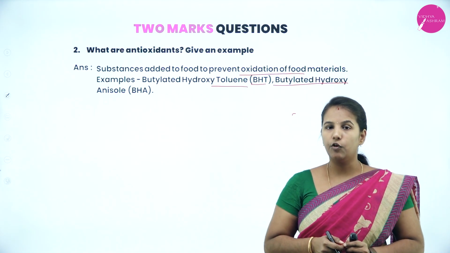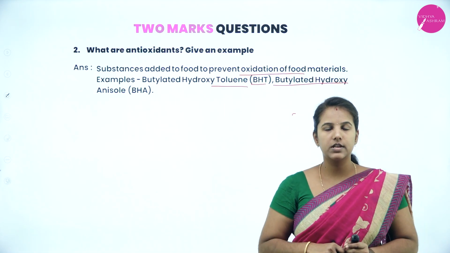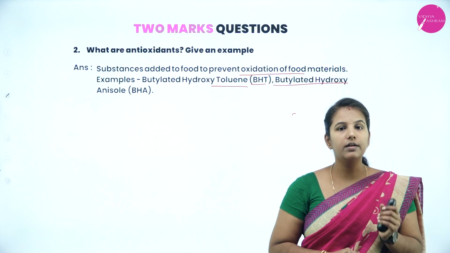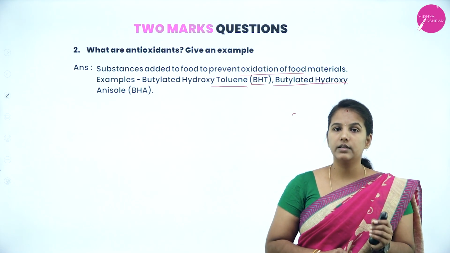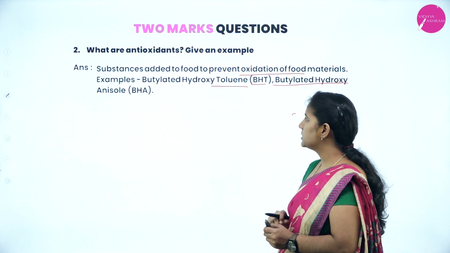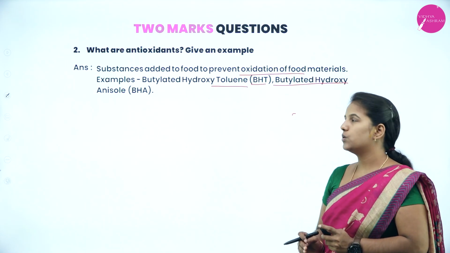Okay, so in the exam they can ask you like this: give an example for an antioxidant which we add to food. Why do we add it? To avoid the oxidation of food, we add the antioxidant. It may be butylated hydroxytoluene or butylated hydroxyanisole.